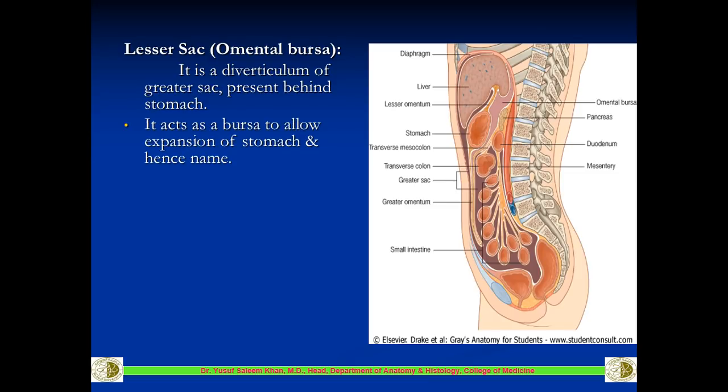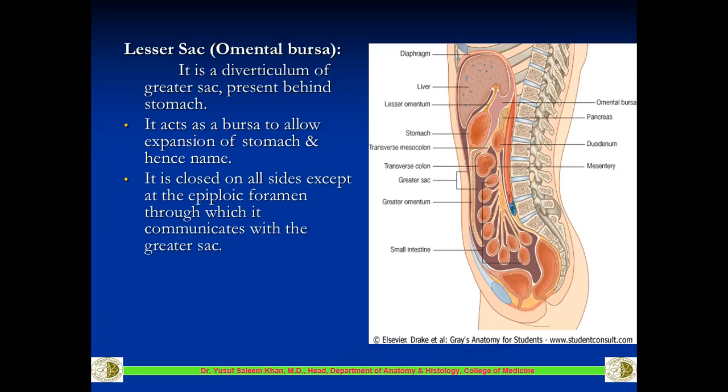It is called the omental bursa because whenever the stomach wants to expand, whenever you eat food and there is accumulation of food, as well as whenever the food is being digested, the stomach moves and this small cavity acts as the bursa. The function of a bursa, as you know, is to prevent friction whenever the structures over it move. Omentum means the gut, and because it acts as a bursa for the omentum, it is called the omental bursa. So it acts as a bursa to allow expansion of the stomach, hence its name.